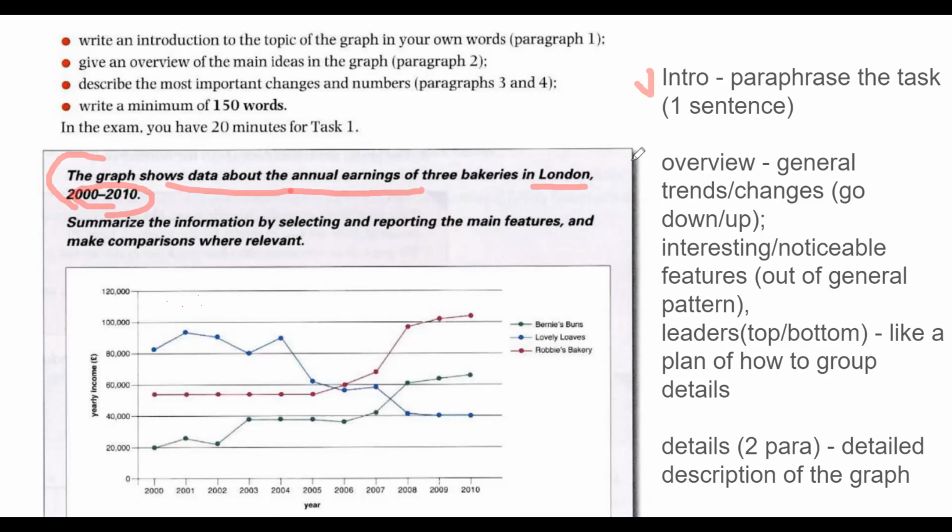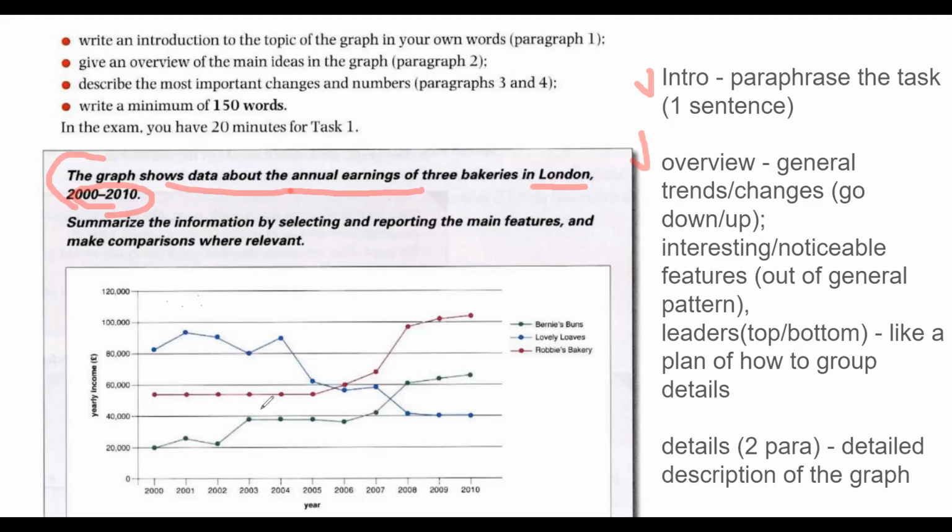Next paragraph is overview. So what we mean by overview is just a general view of the graph. Here you describe anything that you find looking at the graph, all the general changes. Usually it's about, is it going up? Is it going down? As well, you can write about something which is out of the general pattern.